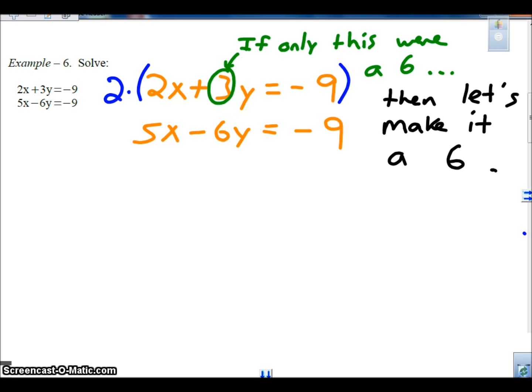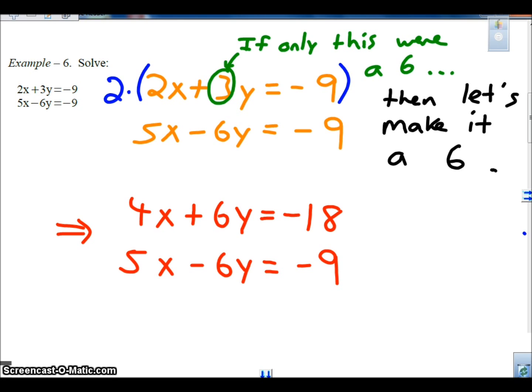So distribute a 2 to both sides of the equation, and what we end up getting for the top equation is 4x plus 6y is equal to negative 18. The bottom equation we're not going to do anything to at all. We'll just copy it down beneath the first equation, and now we have a 6 there. So instead of wishing for a 6, we are going to make a 6 there by using math.